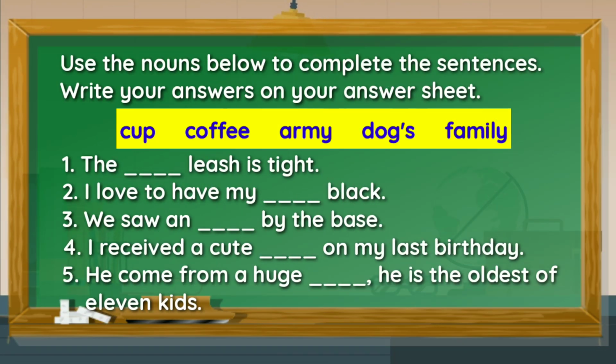Use the nouns below to complete the sentences. Write your answers on your answer sheet.